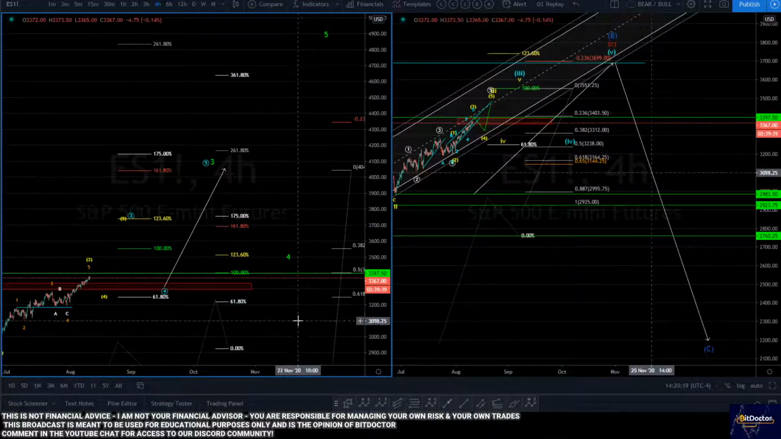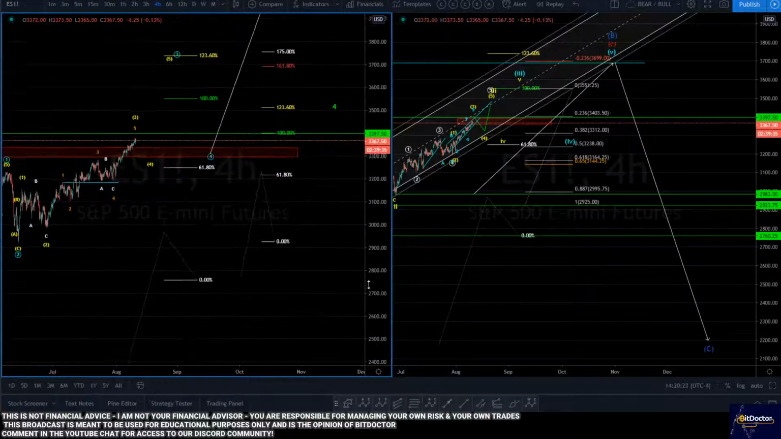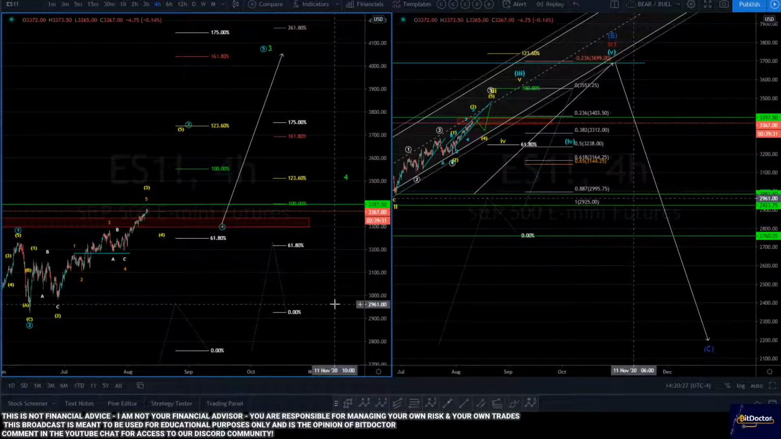I've got both scenarios on the table. I've got both scenarios that I'm keeping an eye on because we don't know which way it's actually going to go. We don't know which way the elections are going to go. We don't know how society is going to handle the elections. There's just a lot of unknowns and uncertainties.